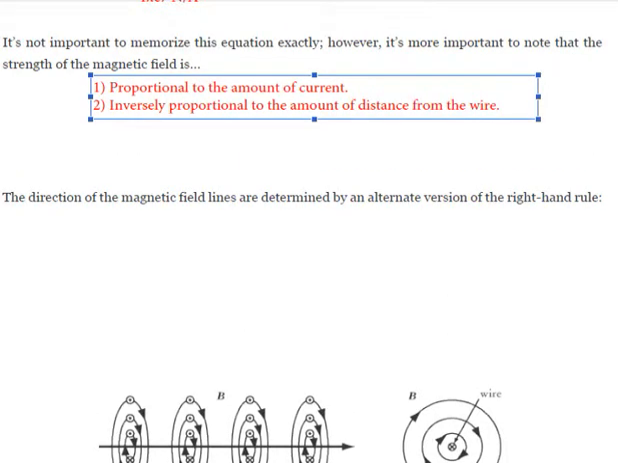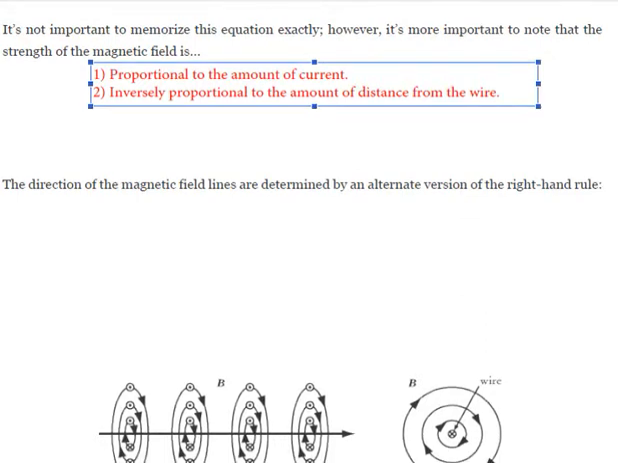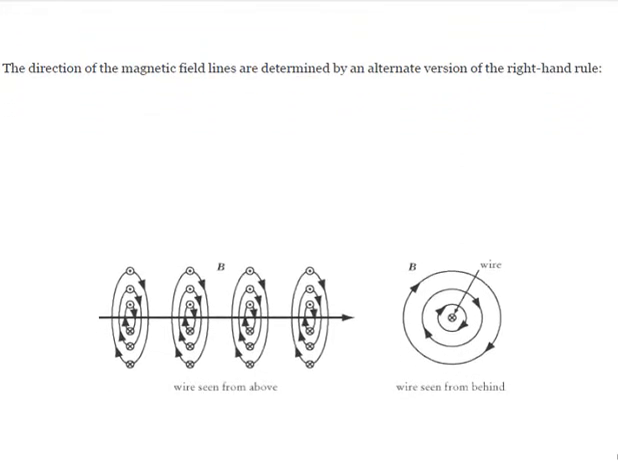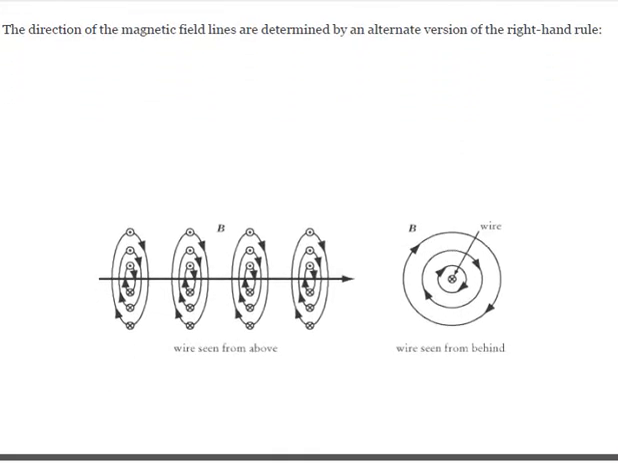Alright, so since we're doing an inverse thing here, where instead of looking at the field's effect on a moving charge, we flipped it around, now we're looking at how a charge generates a magnetic field. We have to come up with a slightly different right-hand rule. This one is a little bit easier if you feel like the first one might have been a little bit harder.